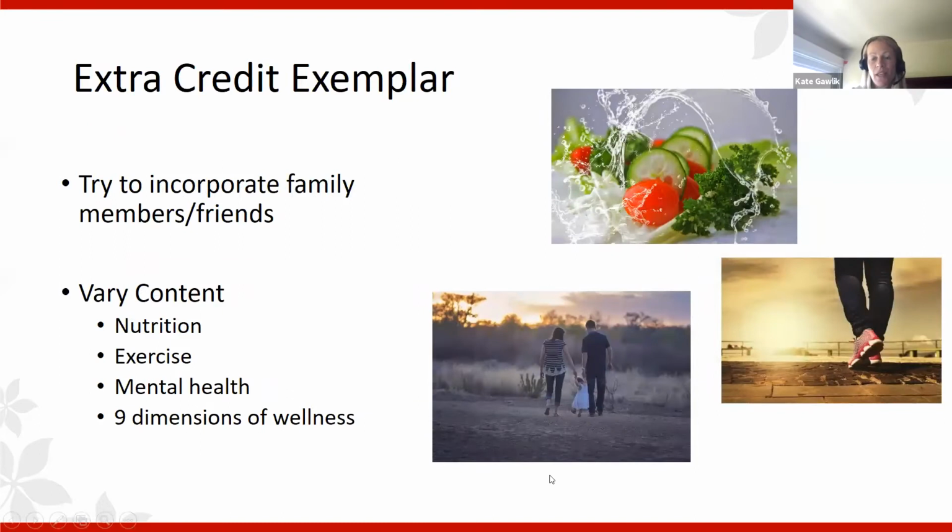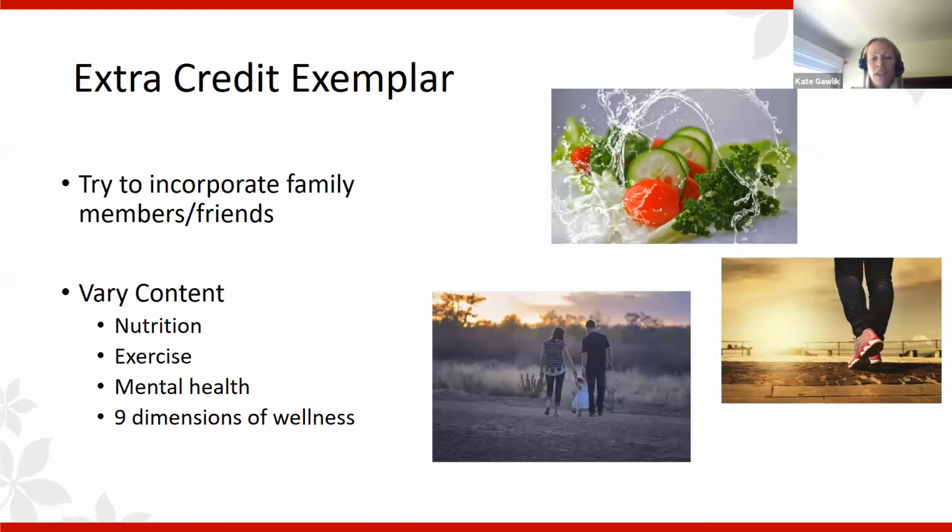We also use a method where we try to incorporate friends and family members. So not only are we looking at our students' health, but we're kind of looking at population health, as far as including that family in some of these activities.